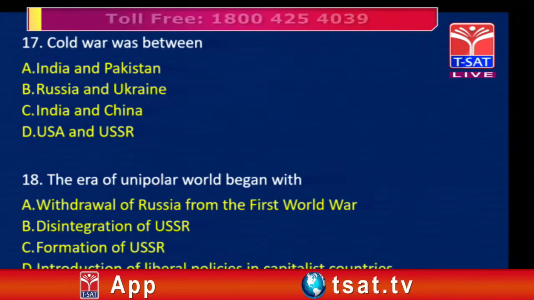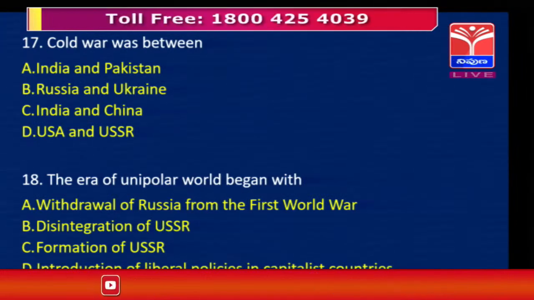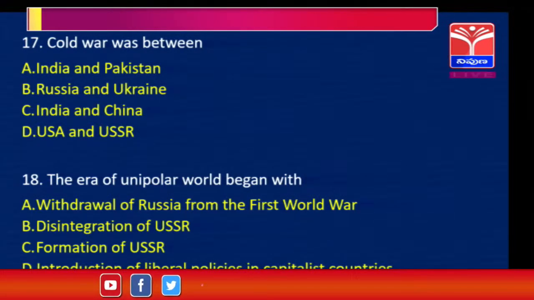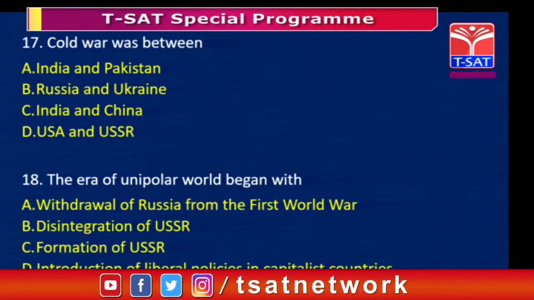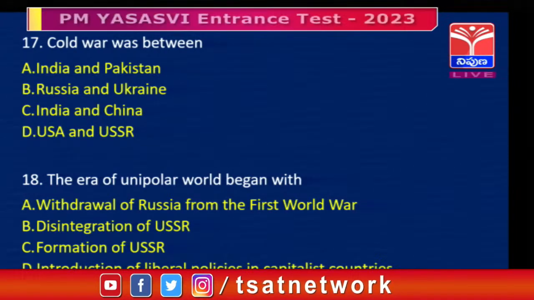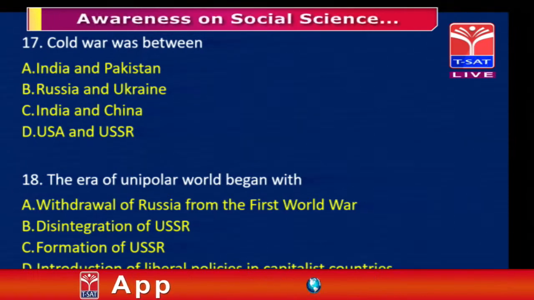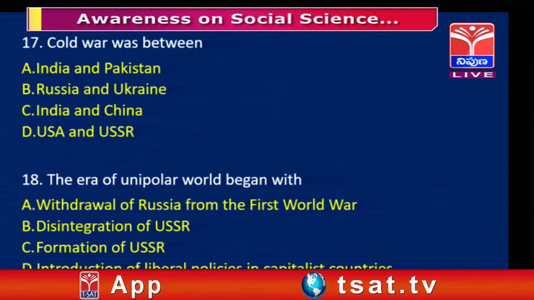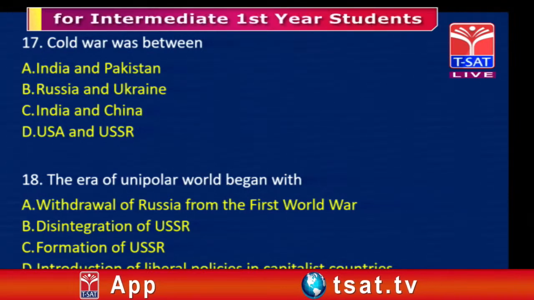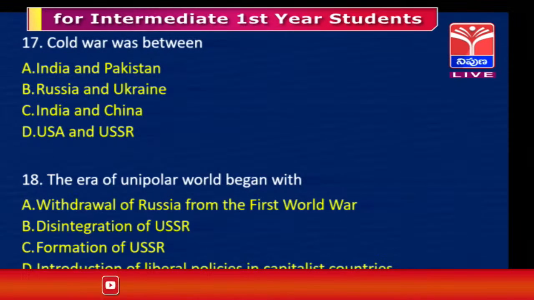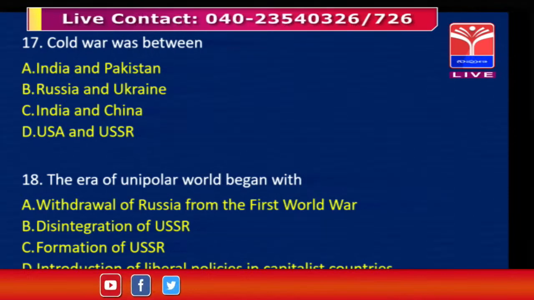Now shifting to the next. The era of unipolar world began with. So here 4 options are given. One is withdrawal of Russia from the First World War, disintegration of USSR, formation of USSR, introduction of liberal policies in capitalist countries. So the era of unipolar world began.